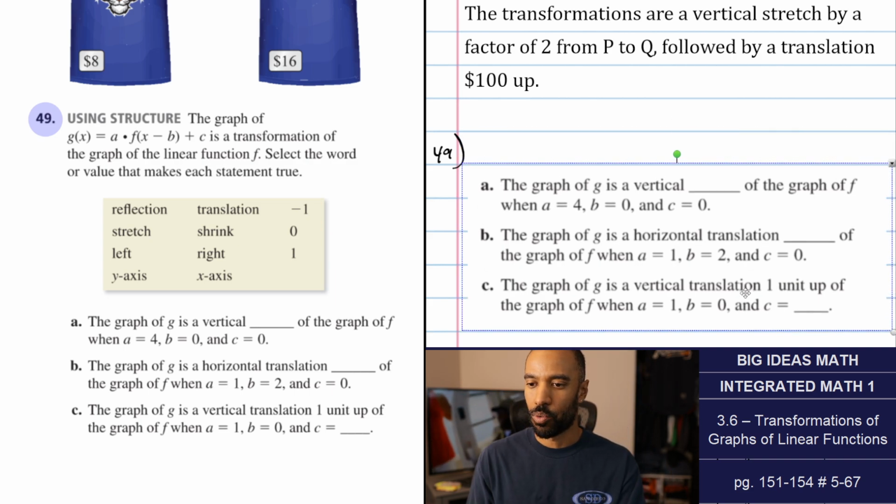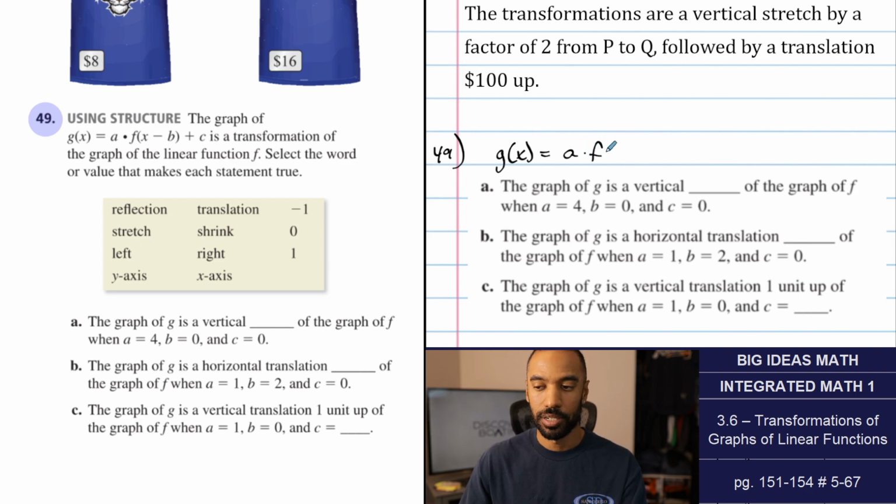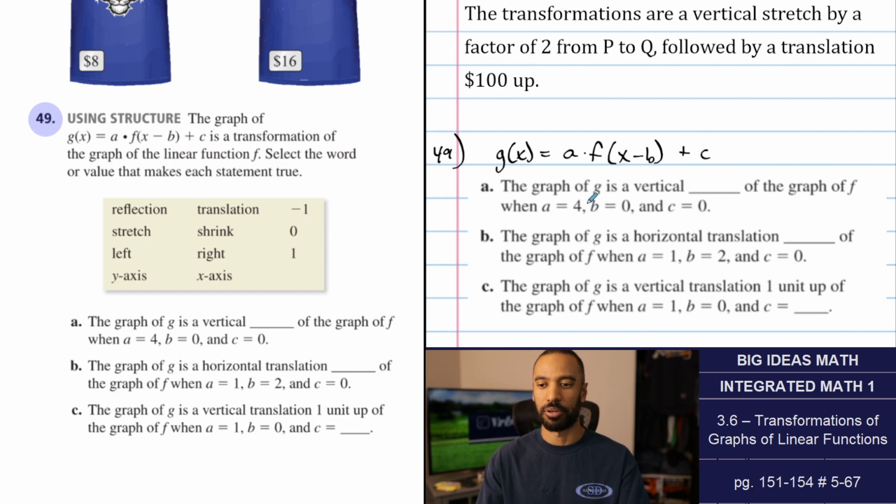So first of all, the equation we have is g of x equals a, which sounds like a vertical stretch, compression, or reflection in the x-axis. x minus b, which can be a translation left or right, depending on what we have there, and plus c, a vertical translation up or down.